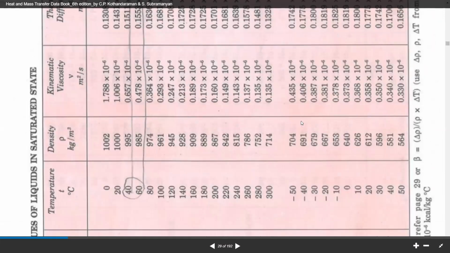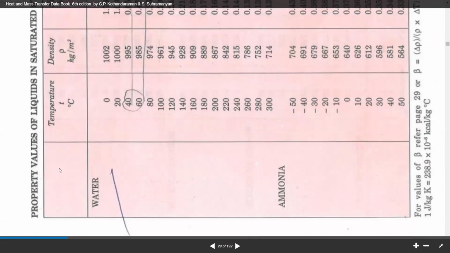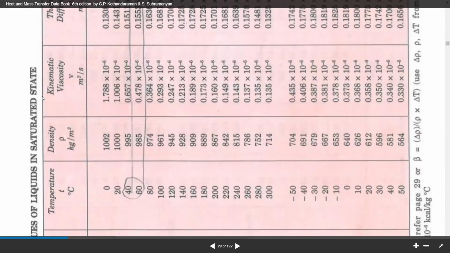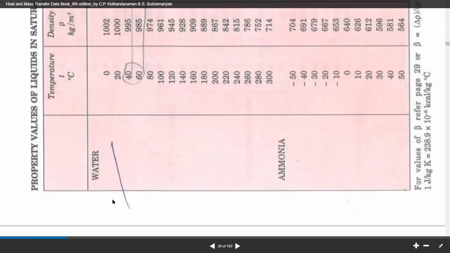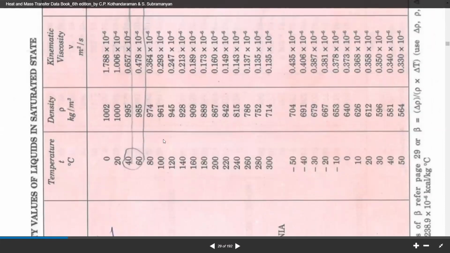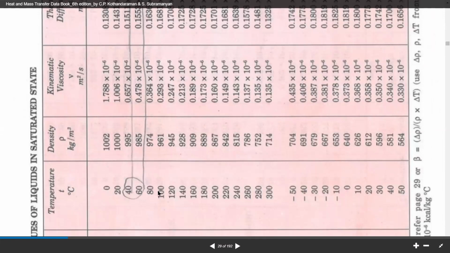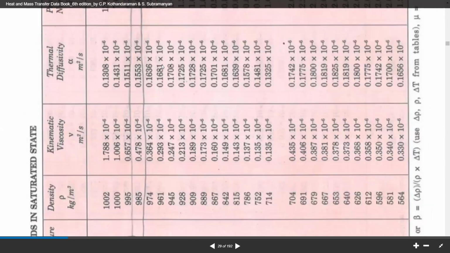So for water, physical properties of liquid in the saturated state. For water at temperature 100 degrees centigrade, just copy these properties. Density of liquid equals 961 kg per meter cube. Similarly, this is the kinematic viscosity, copy it as it is, 0.293 into 10 to the power minus 6 meter square per second.